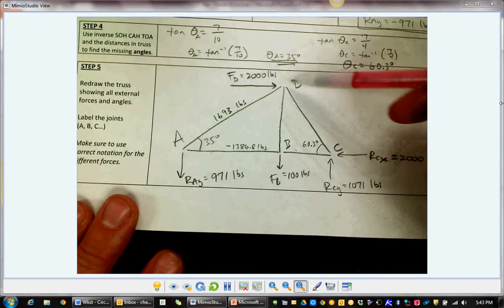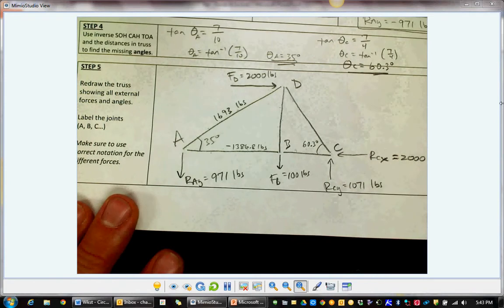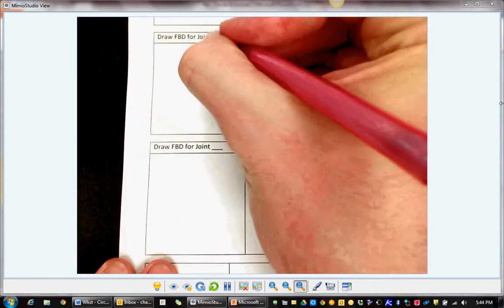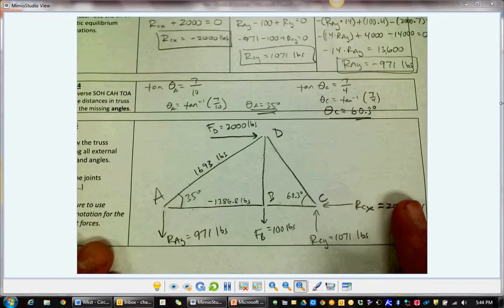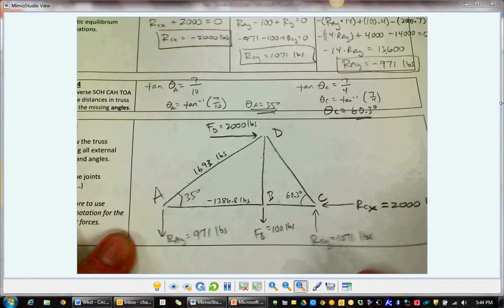Again, I'm going to avoid joint D at all costs because they have 2 angles, and I don't want to do those. Those make the problem a little more complex. Joint B looks like a good one to go to. None at angles. You have 2 unknowns. I'm going to go ahead and go to joint B. All right, what forces do we have acting on joint B? We have force B downward, and that's 100 pounds.